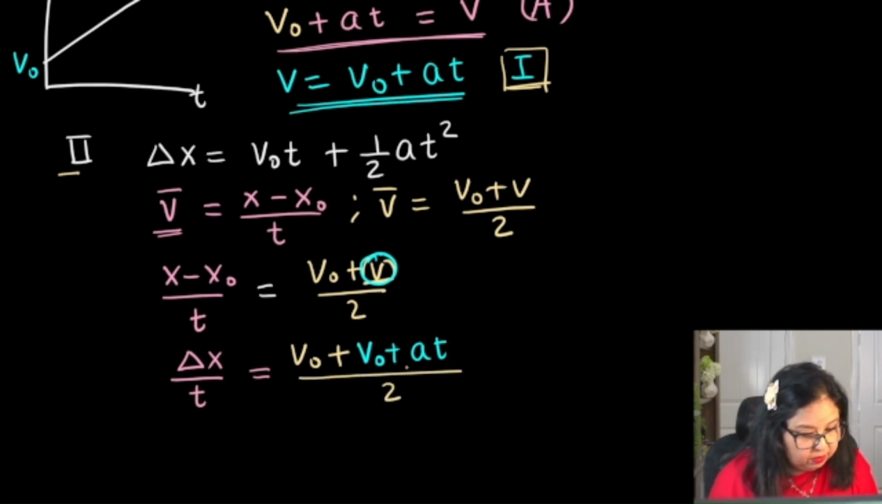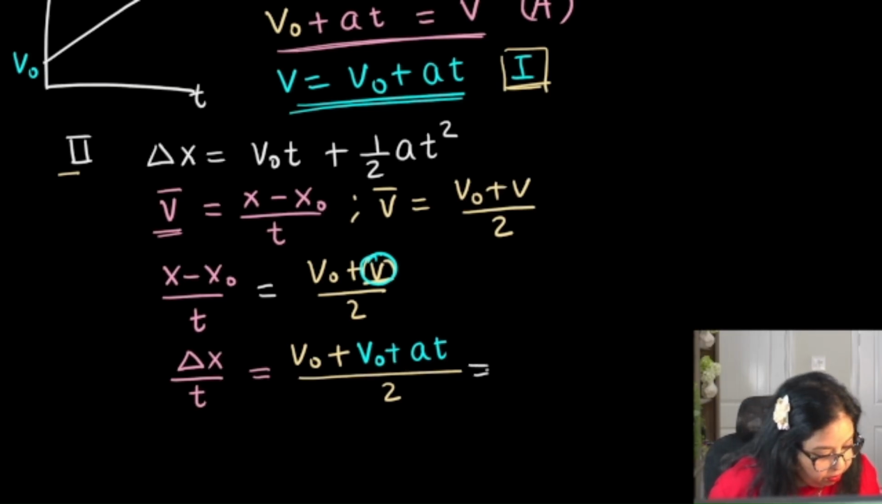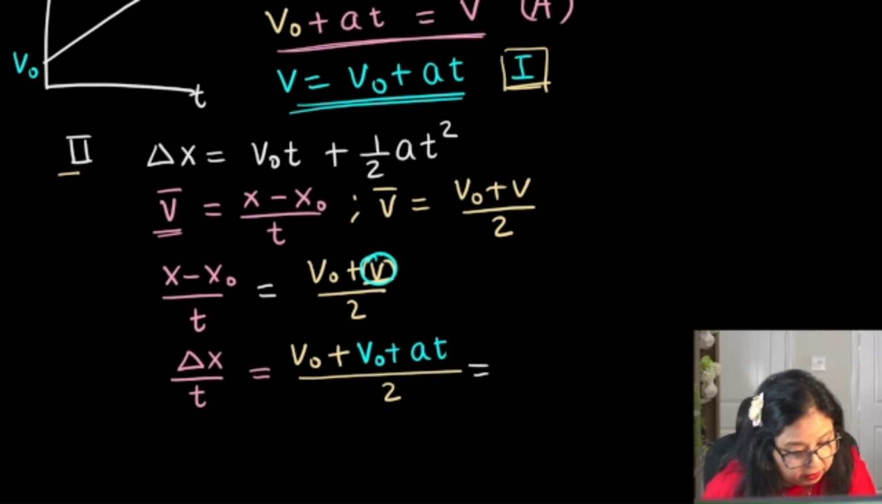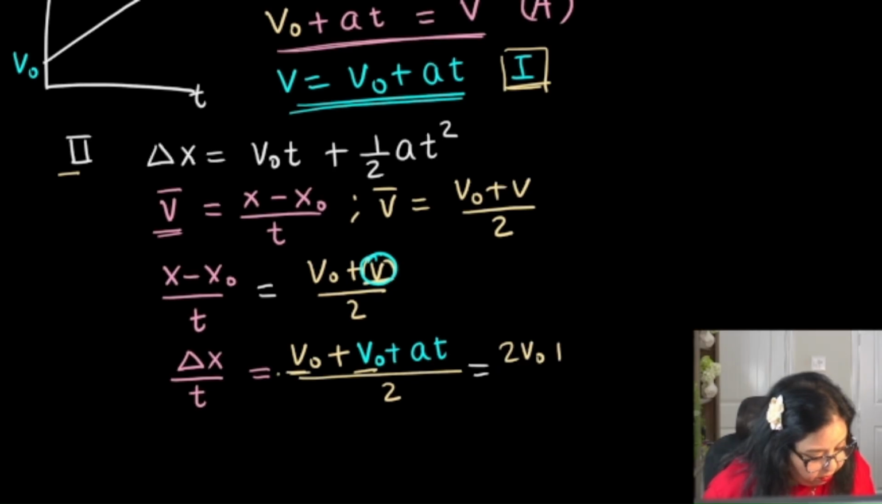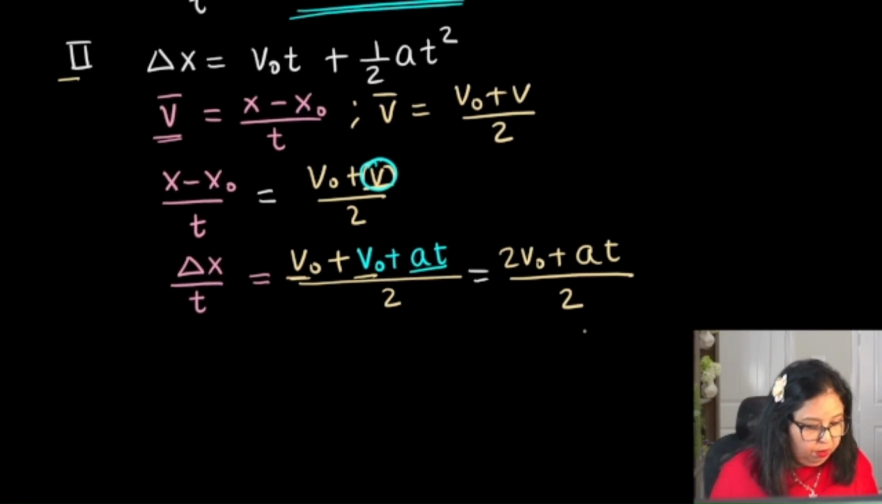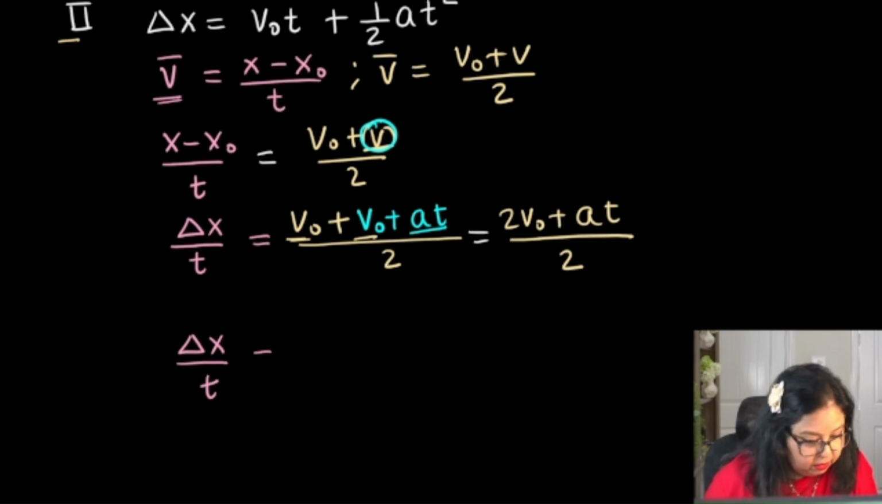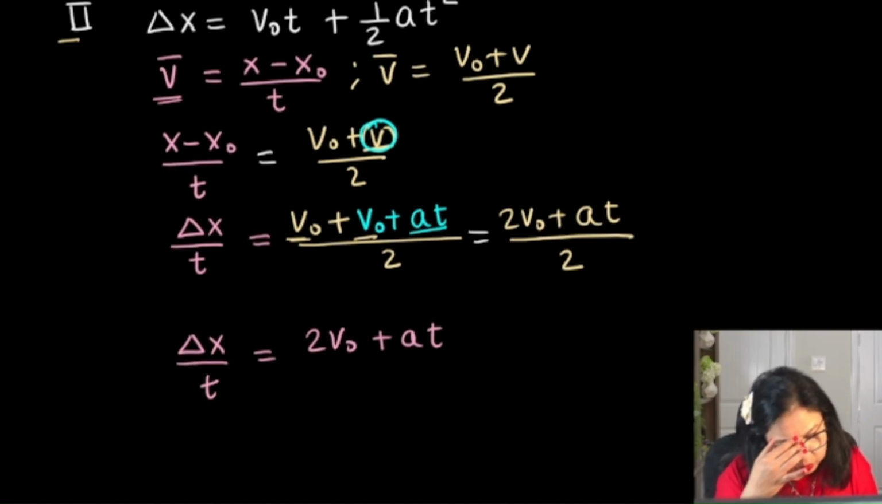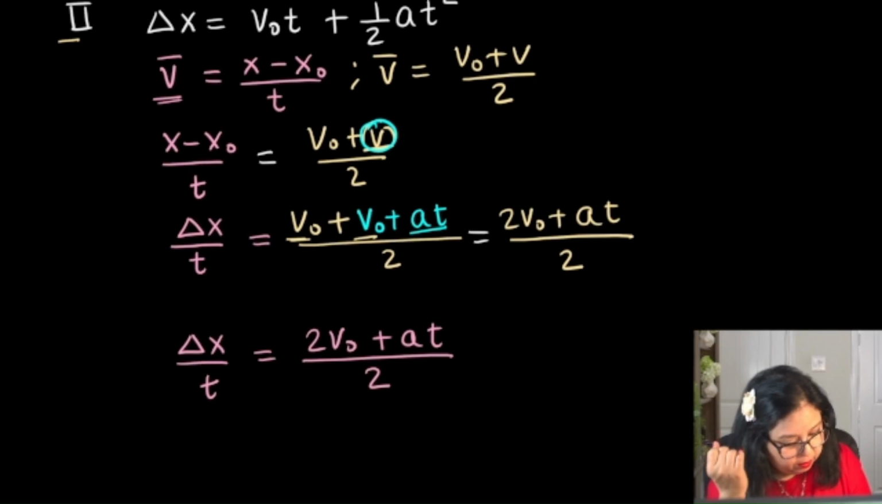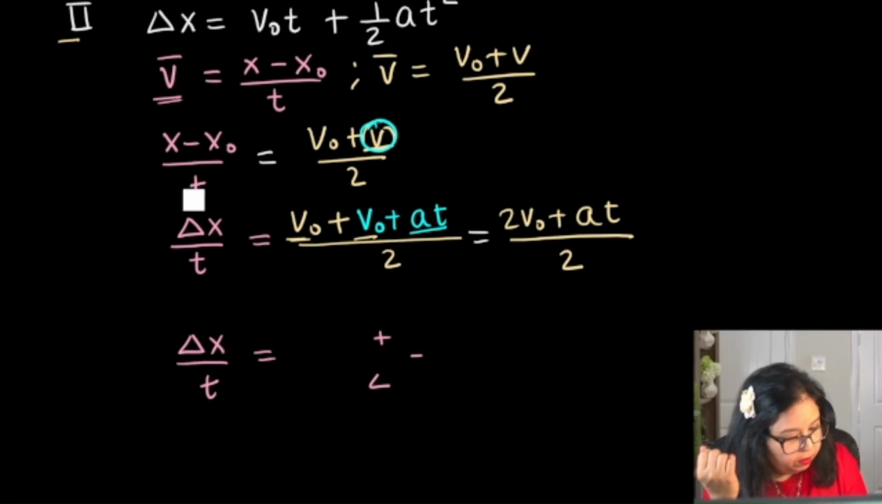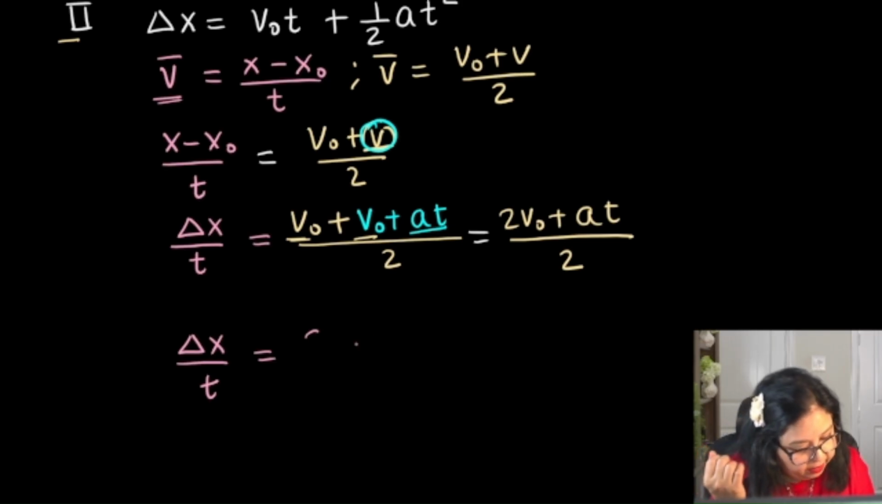All right. What does this give us? We get right hand side equals 2 V naught. This V naught plus V naught is 2 V naught plus AT, divided by 2. All right, so what's our equation now? Our equation now is delta x over t equals 2 V naught plus AT, divided by 2. And the right-hand side can be written as 2v naught divided by t plus at divided by 2.